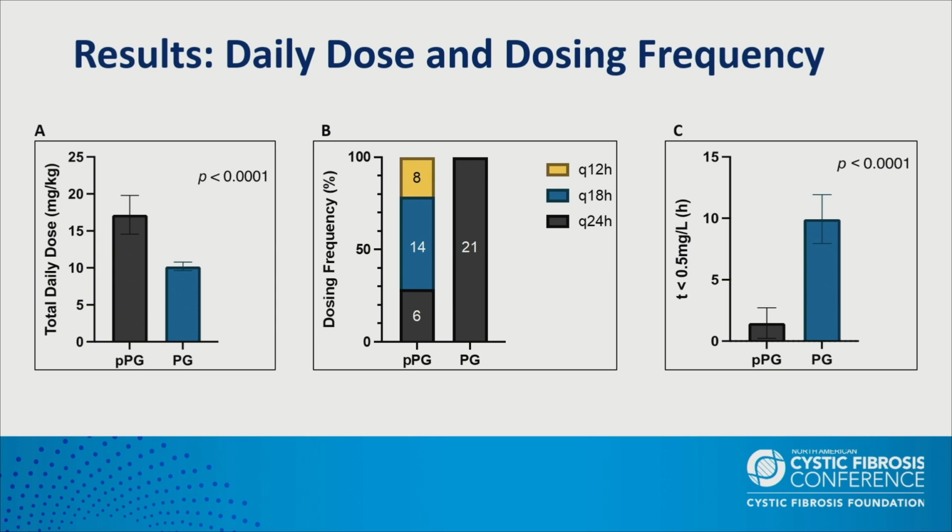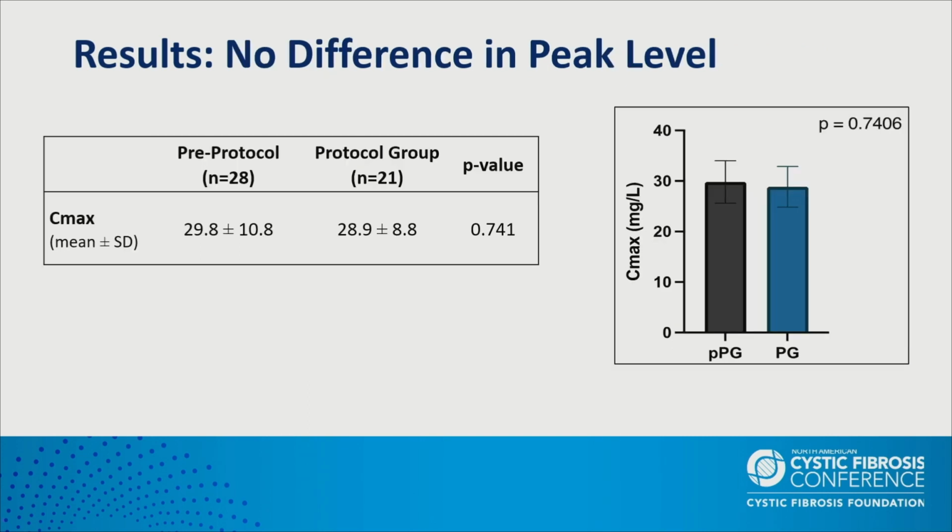Lastly, in box C, looking at the time of undetectable levels, or the drug-free intervals, we see a significant difference between the two groups, as the pre-protocol group received more doses per day than the post-protocol group. Here's the data in regards to Cmax, and as expected, there was no significant difference as the goal Cmax did not differ between the two protocols.